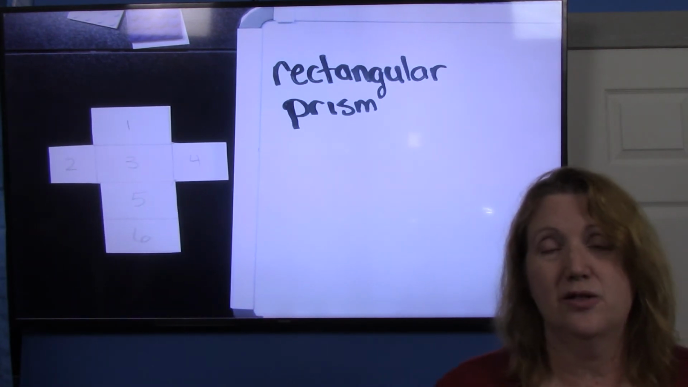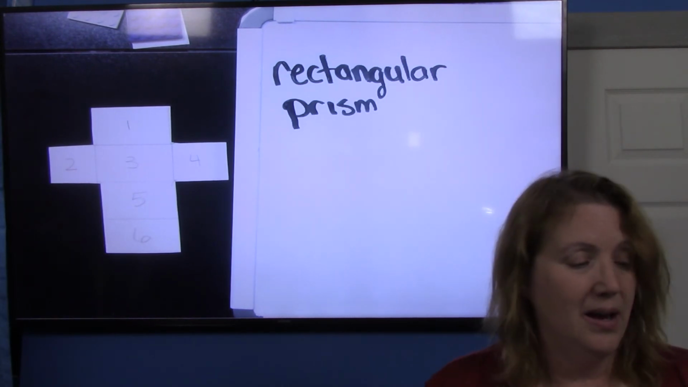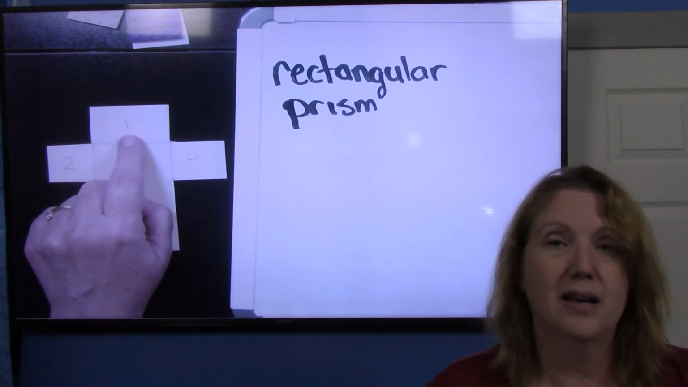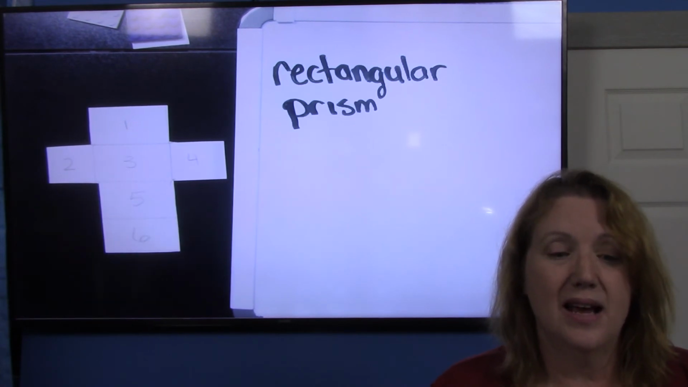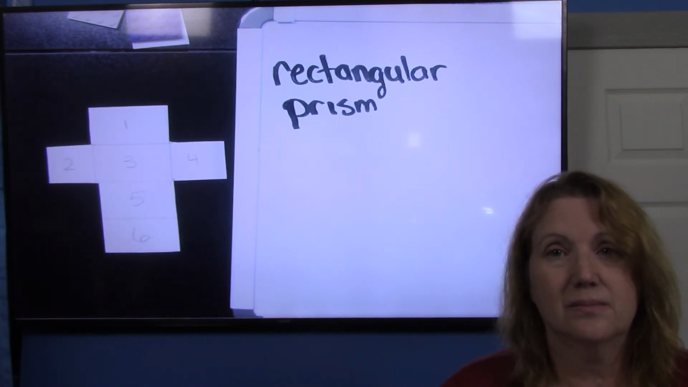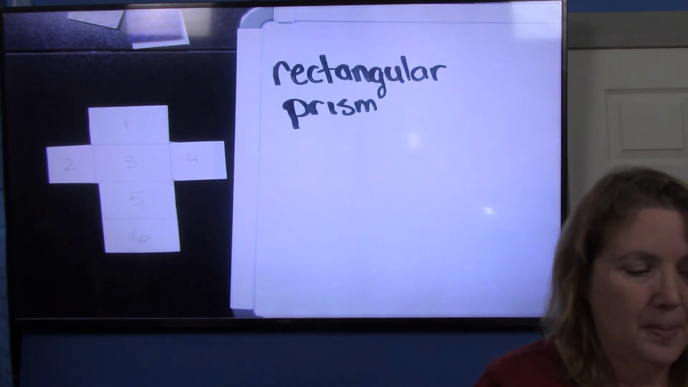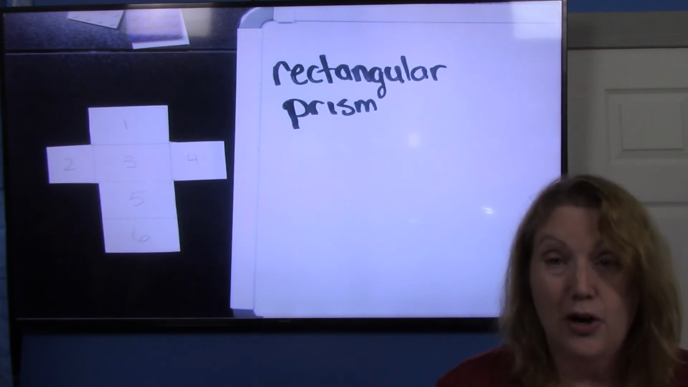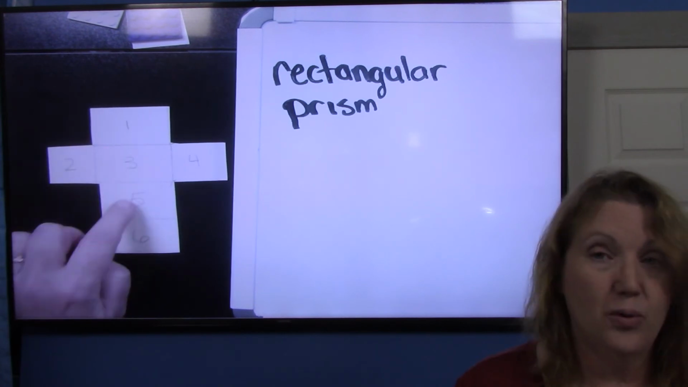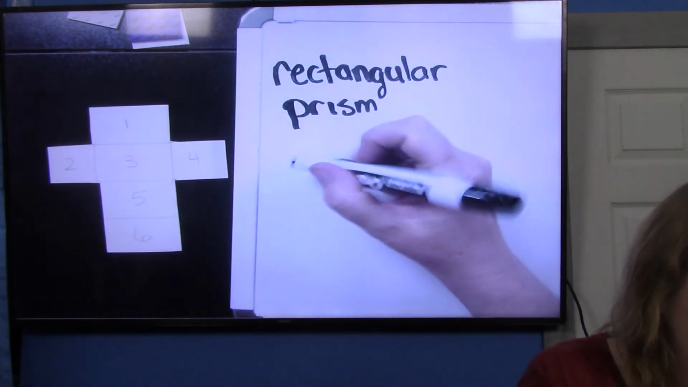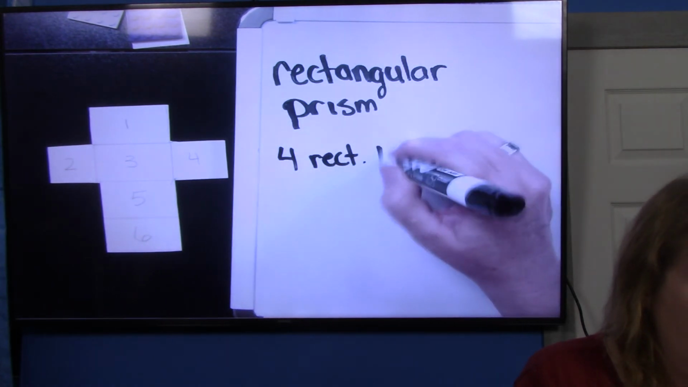Now I want you to answer me. How many sides are the same as this side up here, number 1? How many sides are going to be the same as that number 1 side? Hopefully you notice that we have 4 that are the same. 1, 2, 3, 4 right here. So we have 4 rectangles, I'm going to abbreviate, the same.